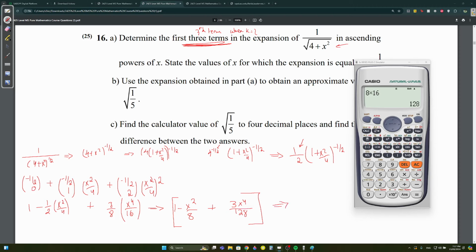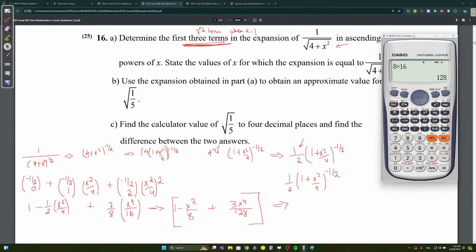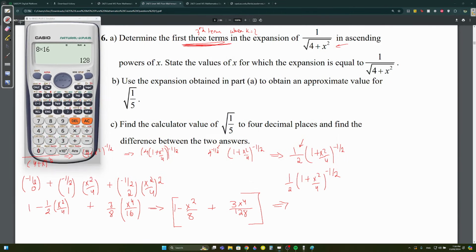Outside. You know, let me rewrite this as 1 over 2, 1 plus x squared over 4. Just so your answers in the written part are a bit more professional and look like you actually found the answer without cheating. Okay, equals 1 over 2 times 1 minus x squared over 8 plus 3x to the power of 4 over 128. Close the bracket. Let me see, is this correct?